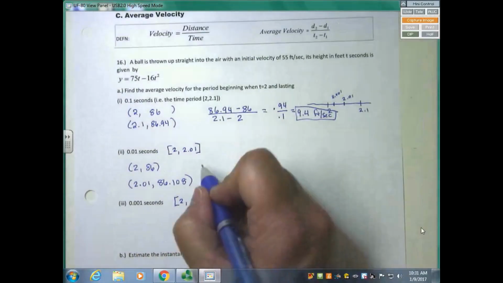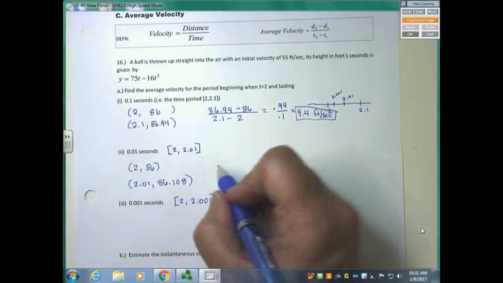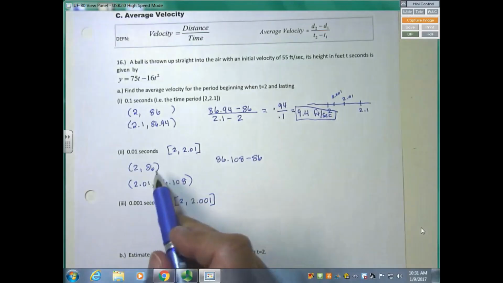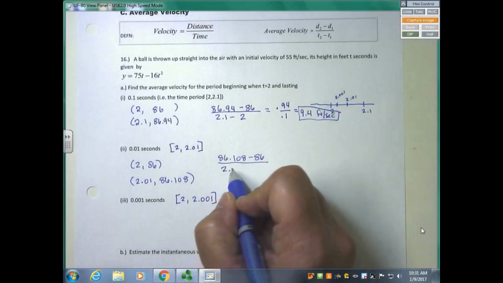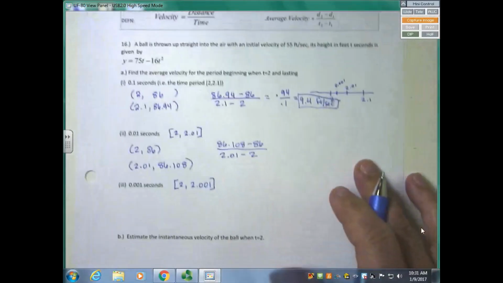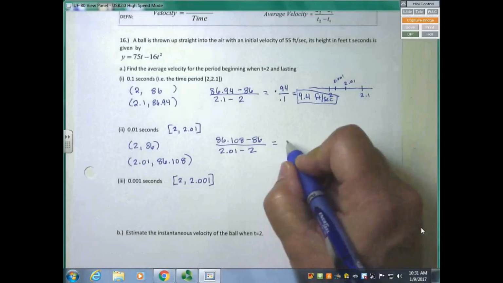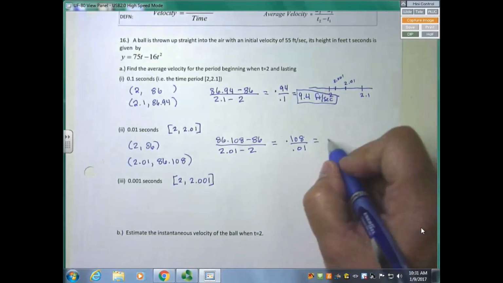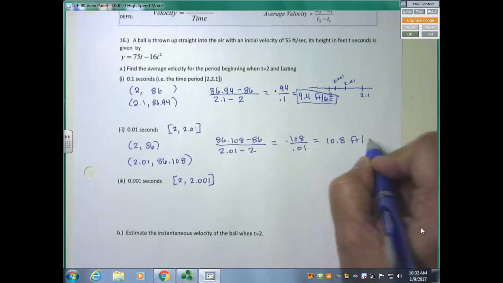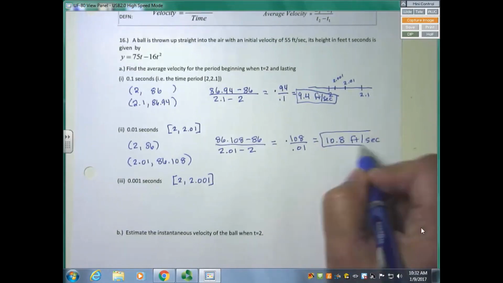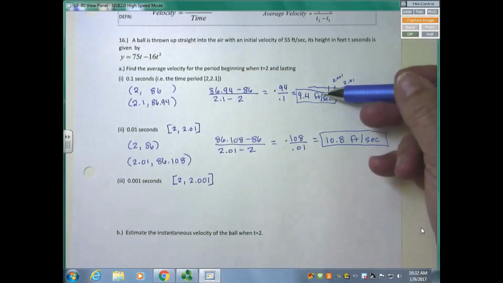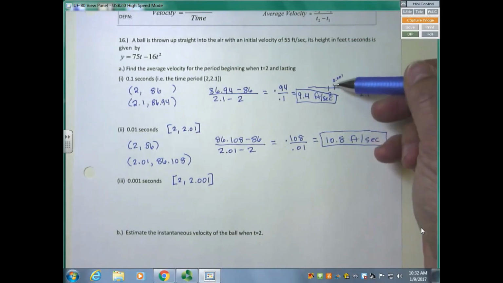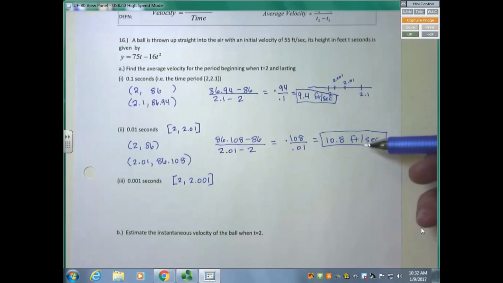Now I'm going to do my slope formula again. y2 minus y1, which is 86, over x2 minus x1. That gives me 0.108 over 0.01. So that's 10.8 feet per second. So I was at 9, now I'm almost at 11. As I get closer and closer to getting my velocity as close to 2 as I can, I'm getting closer to 11 now.